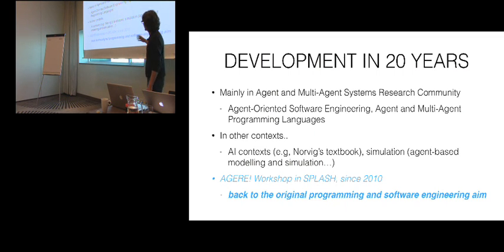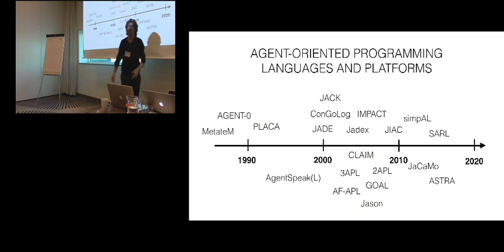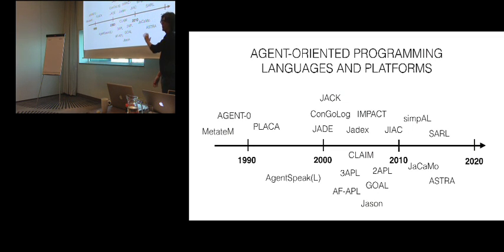So back to the original aim of AOP. Through 20 years, many languages have been developed in the community. So for example Agent Zero, by Shoham, right, guys? Yeah. And then there was PLACA, and then AgentSpeak in 96, and then Jade, even if it's not really a language, but 3APL, EPL, and so Jason, and then until the last. So many languages have been developed in the community, by the way, really not known in the mainstream programming community.